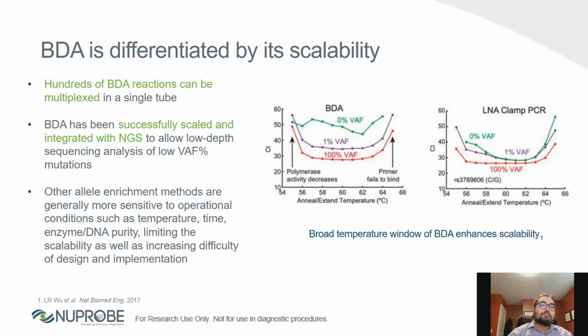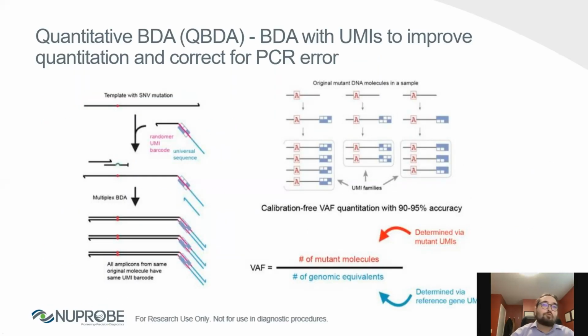Now, in order to effectively scale up to these NGS levels, we've made a modification of the core BDA technology and incorporated unique molecular identifiers into our BDA approach. And this is really what quantitative blocker displacement amplification is. It's BDAs plus UMIs to improve quantitation and correct for polymerase error that occurs during PCR.